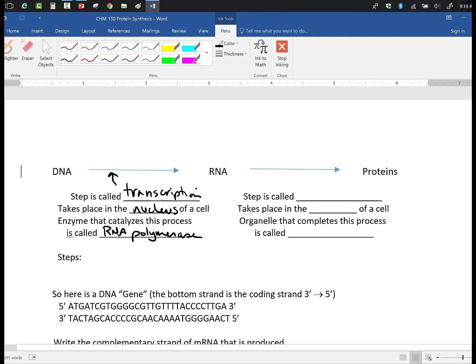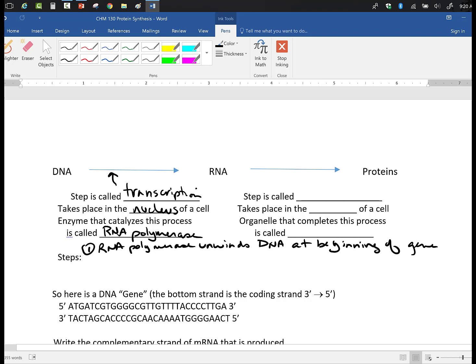So what happens is there's a sequence, and there's lots of them. You have somewhere between 20,000 and 25,000 genes in the DNA. So when you need to make a specific protein, one segment, this RNA polymerase unwinds the DNA. And it does this at the beginning of a gene.